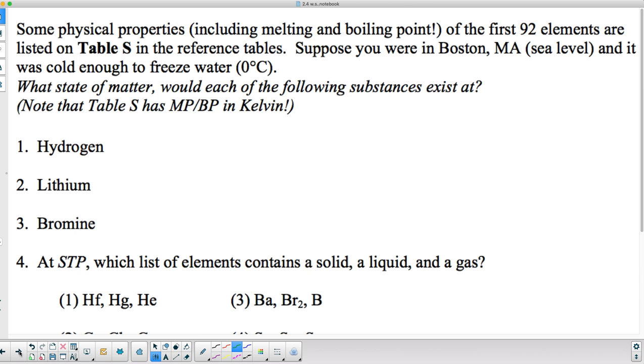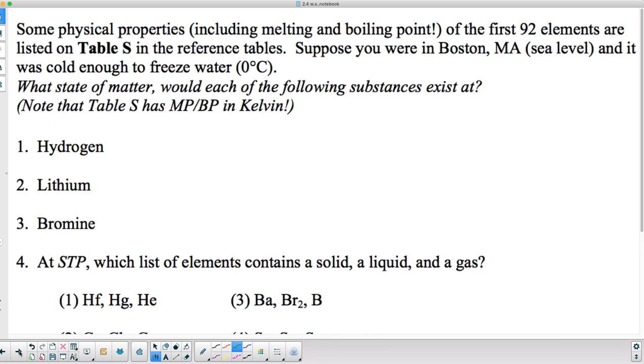Some physical properties, including melting and boiling point, of the first 92 elements are listed on table S, the reference table. Suppose you were in Boston, Massachusetts, at sea level, and it was cold enough to freeze water. What state of matter would each of the following substances exist at? You have to look at table S, and the melting point and the boiling point. If it's to the left of the melting point, if it's less than the melting point, it's a solid.